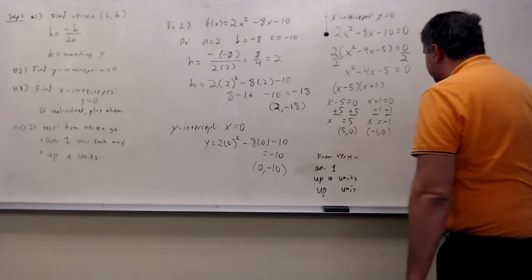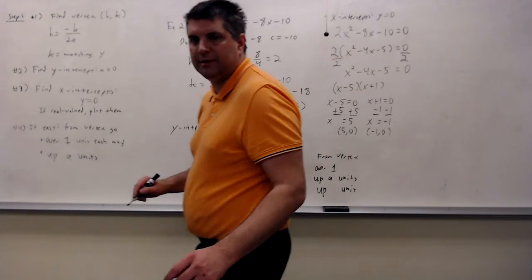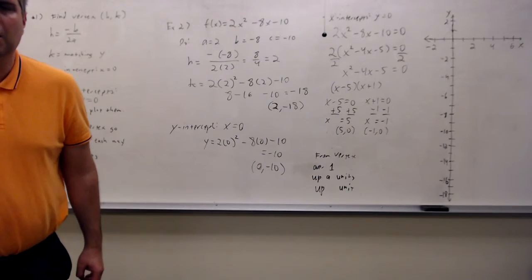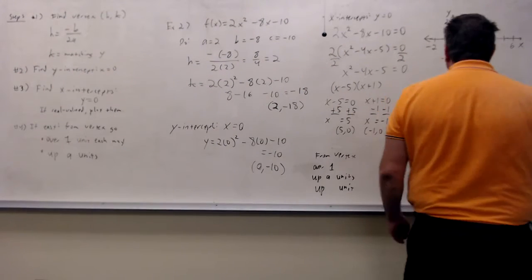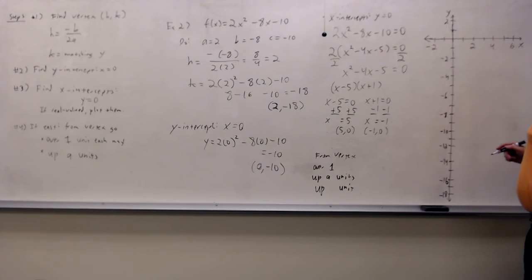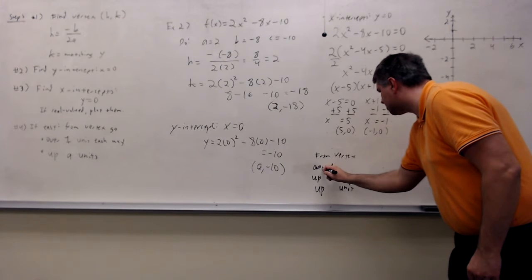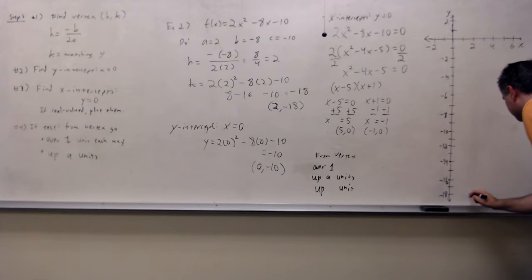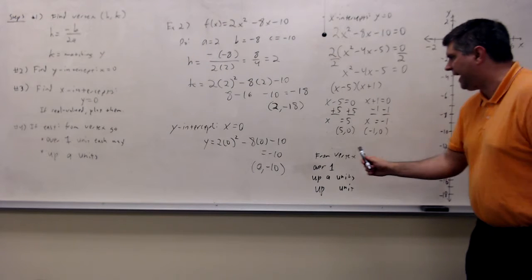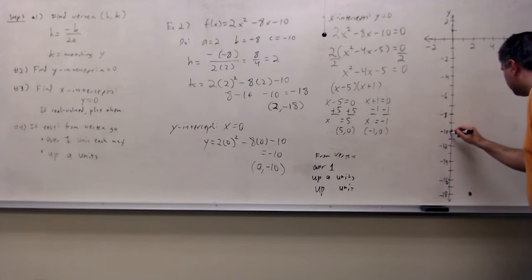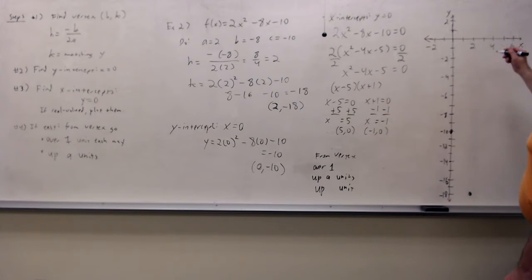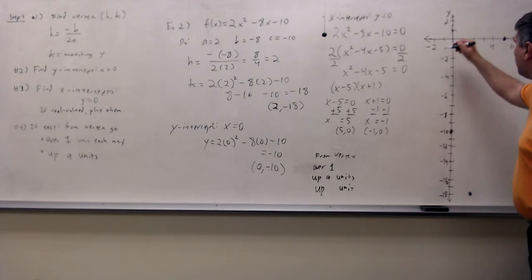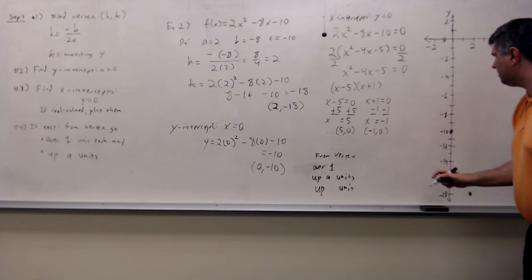And then later I'll do this from vertex. But first, I need to set up a coordinate grid, so I will pause for that purpose. Okay, I am going to use this grid that I just set up to sketch the graph of this function. So (2, -18) was the vertex, and then I had (0, -10) as the y-intercept, and I had (5, 0) and (-1, 0) as my x-intercepts.